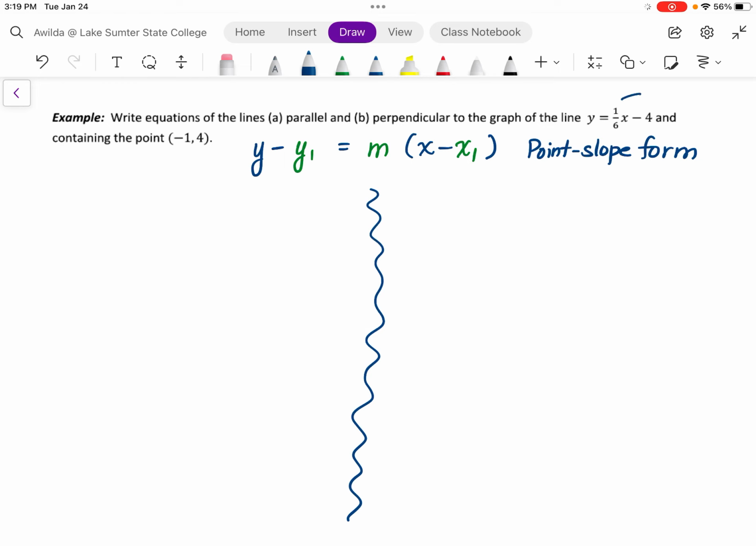The given line has a slope equal to 1 over 6. So if I want to find the equation of a line that's parallel to this one, then I need to use exactly the same slope. So in this equation, I'm going to substitute 1 over 6 for m. I'm also told it has to go through this ordered pair, -1 for x and +4 for y. So I am going to substitute -1 for x sub 1 and +4 for y sub 1 in the point-slope form. So this is what it should look like.